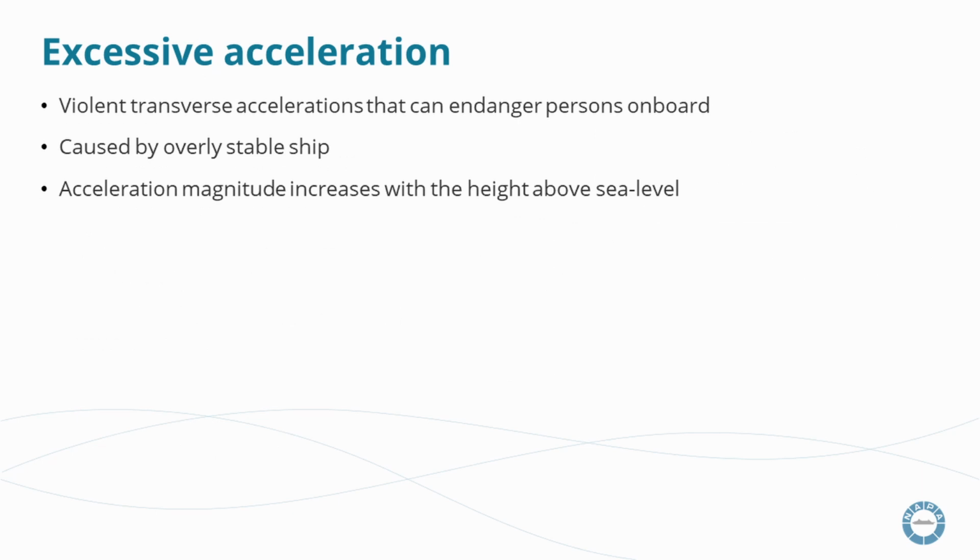The second one of the 5 failure modes is excessive acceleration. An overly stable ship can experience quick rolling motions that create violent transverse accelerations and become dangerous for the people on board. Good to note is that these accelerations also increase with the distance to the waterline, so the higher up on the ship one is, the larger the accelerations will become.